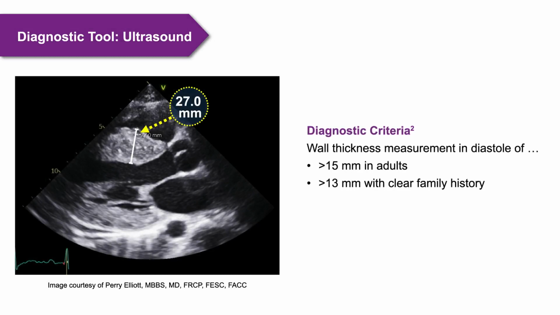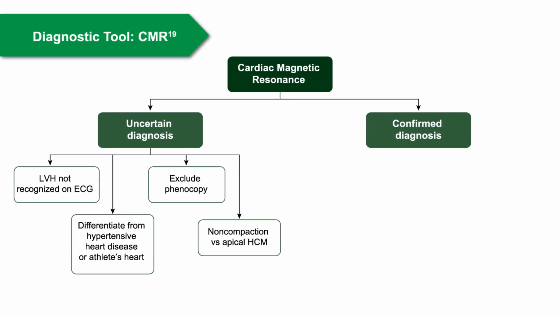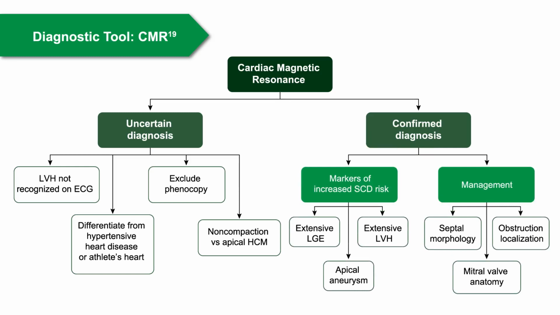And the diagnostic criterion that we use is the detection of a wall thickness measurement in diastole of more than 15 millimeters in an adult, or more than 13 millimeters in individuals where there is a clear family history. In some individuals, it may not be possible to interrogate every myocardial segment. This may be, for example, a problem at the left ventricular apex or the lateral wall of the left ventricle. And in such circumstances, cardiac magnetic resonance imaging provides an excellent tool for the evaluation of not only the presence of hypertrophy, but its distribution and the presence of other features such as myocardial scarring that will support a diagnosis.